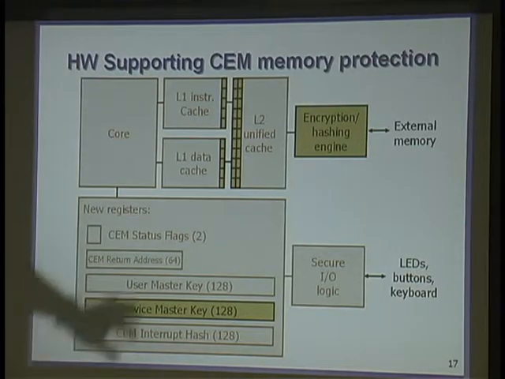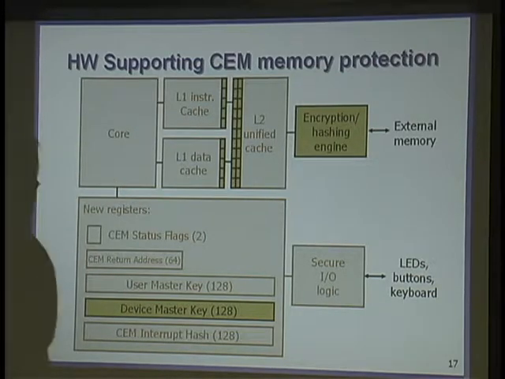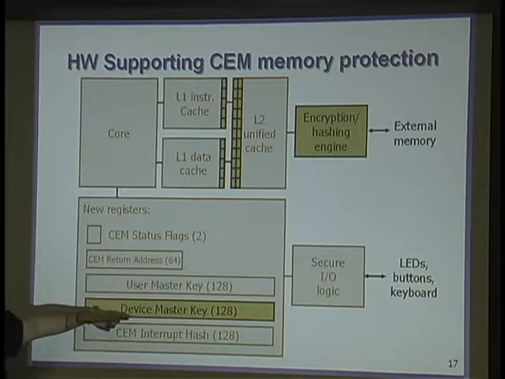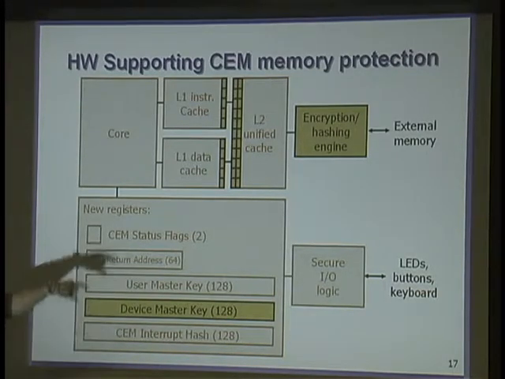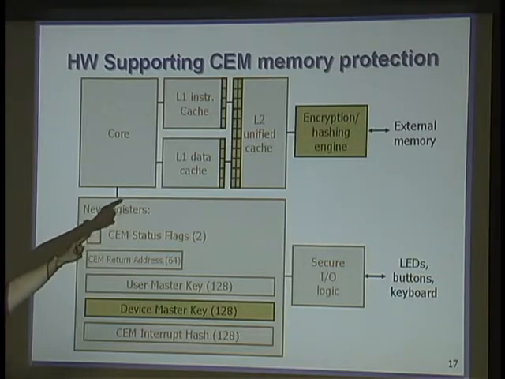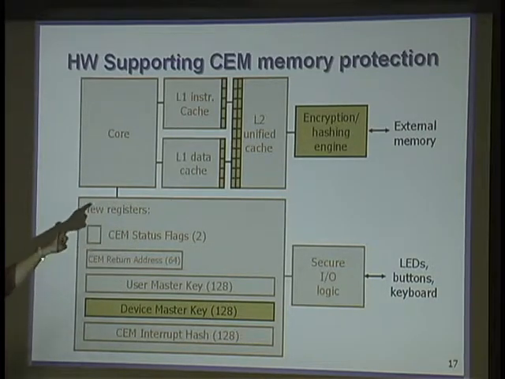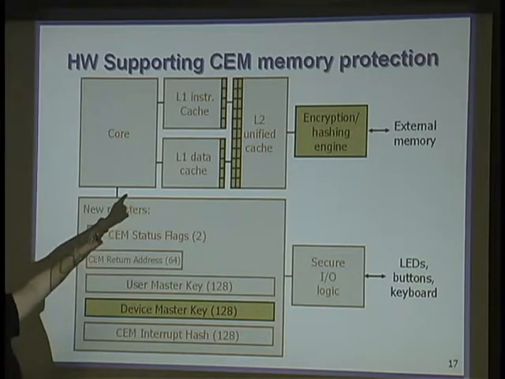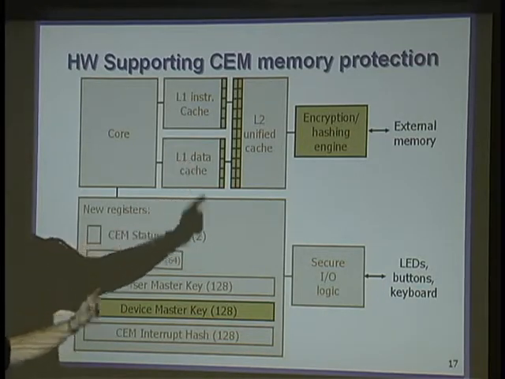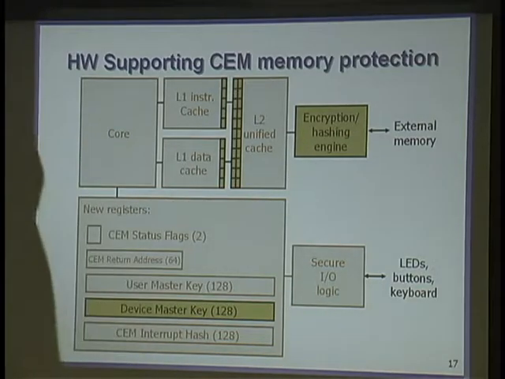So what is needed to support the SEM execution? Well, this other secret, the second secret, which is the device master key that does the encryption and hashing, so that encryption hashing engine, and the two little tags in L2 and one little flag, these are single bit things in the L1 caches. Okay.